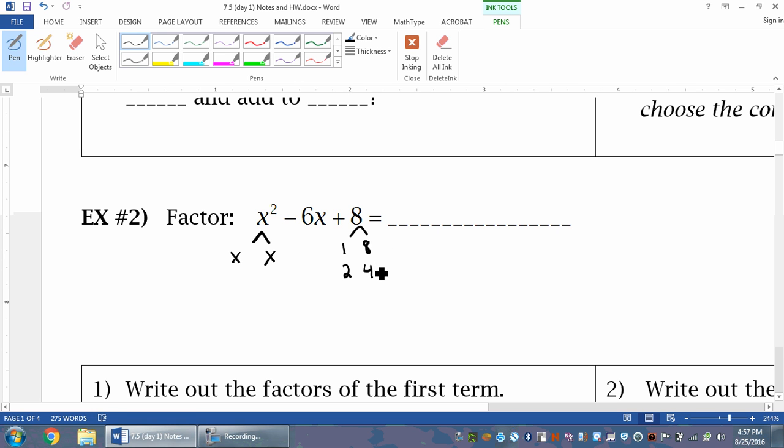From these combinations, I have two combinations to choose from. I need to pick one that's going to add to negative 6. That's the problem. 1 and 8 obviously aren't going to work because they add to 9. 2 and 4 adds to positive 6. I want negative 6. So hopefully you remember your properties with negative numbers. A negative times a negative still will make a positive 8, but now it will add to negative 6. So my two binomials are going to be x minus 2 and x minus 4.